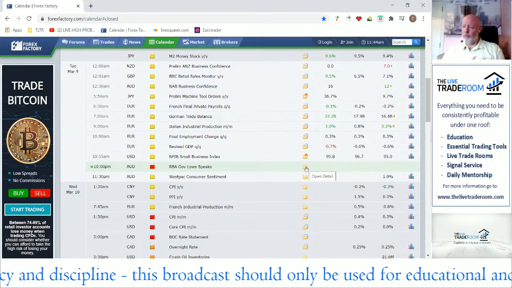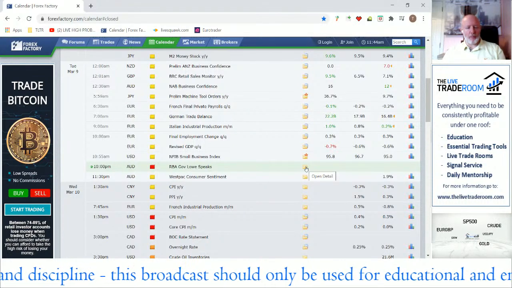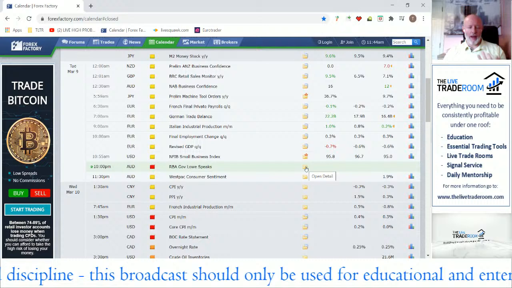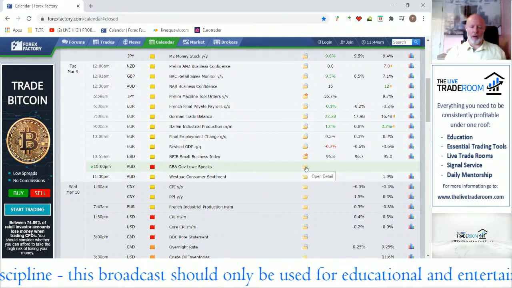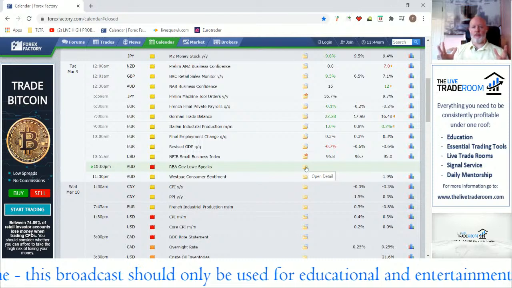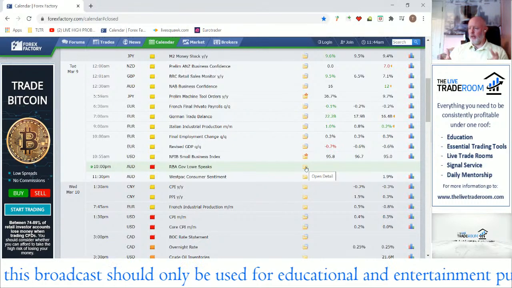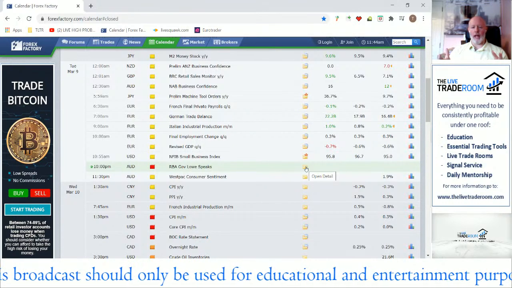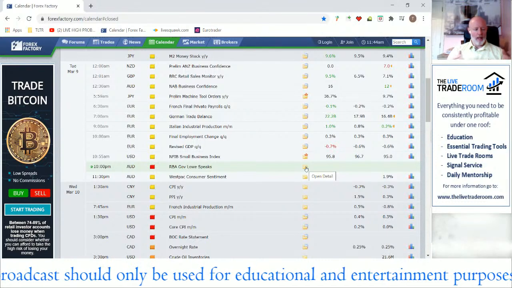Now, there's a backdrop to these markets. We've got the US stimulus package in the process of being approved. What does that mean in real terms for us traders to be able to work with that bit of information? Because it is quite important.